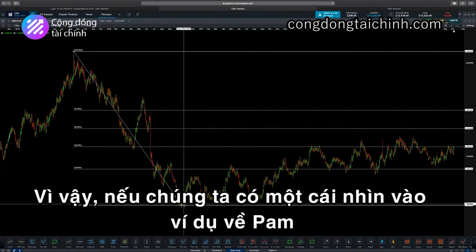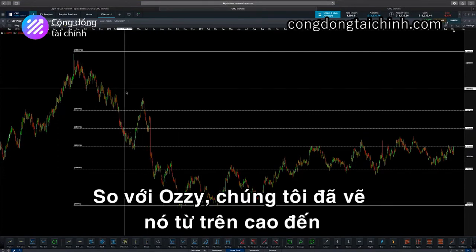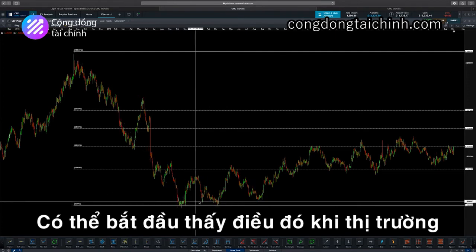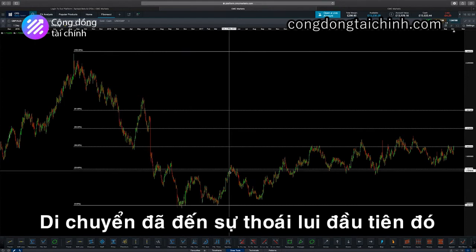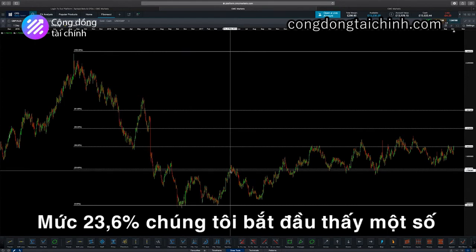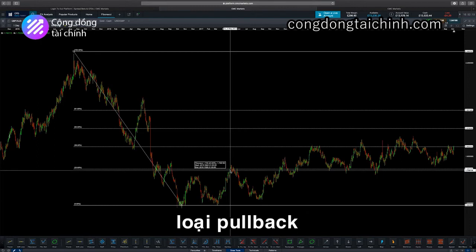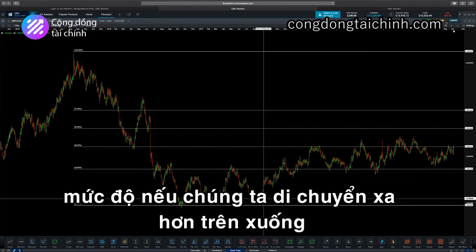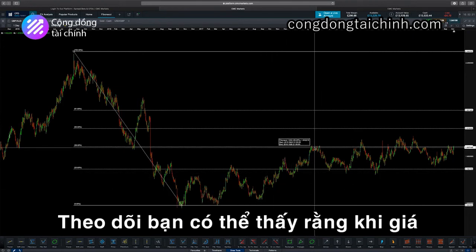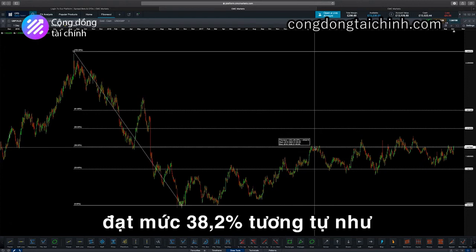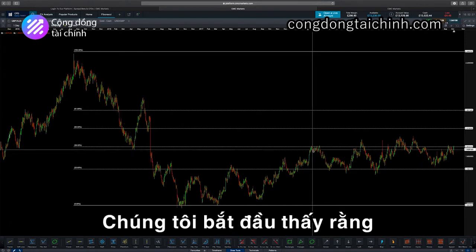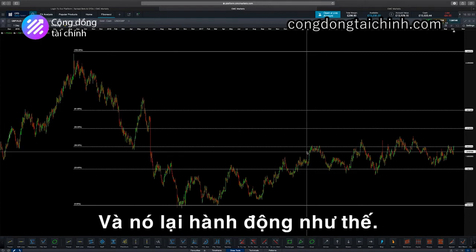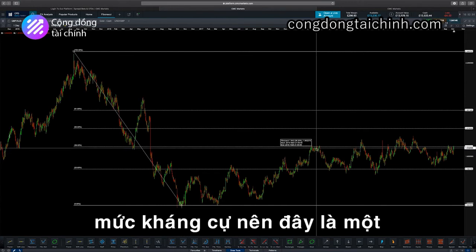So if we have a look at an example of pound versus Aussie, we've drawn it from the high to the low, and then what we're looking for is the price action after that. You can start to see that when the market came up to that first retracement level of 23.6%, we started to see some sort of pullback. The sellers came back into the market and it acted like a resistance level. If we move further on down the track, you can see that when price reached the 38.2% level, the same thing happened. We started to see that the market was running out of steam, the sellers were coming back into the market, and it acted again as that sort of resistance level.